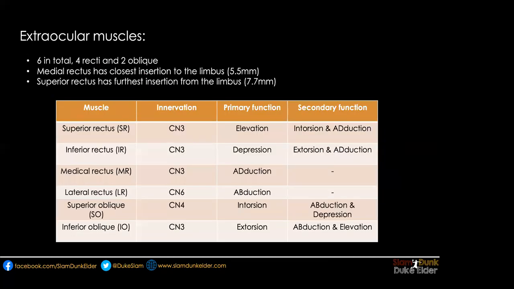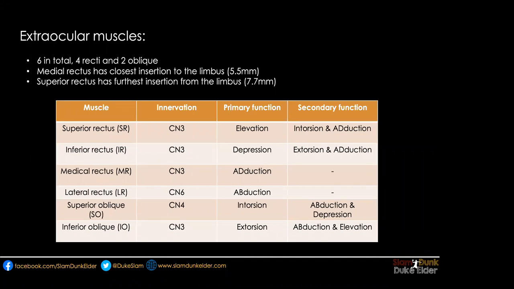So going on to extraocular muscles, I'm sure you're all aware of this. We have 6 in total, 4 recti and 2 oblique muscles. Most of them are innervated by the 3rd cranial nerve, but your SO4, your superior oblique, is innervated by the 4th cranial nerve, and your LR6, your lateral rectus, is innervated by the 6th cranial nerve.